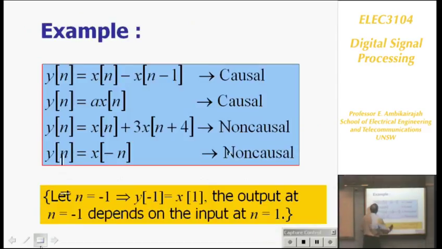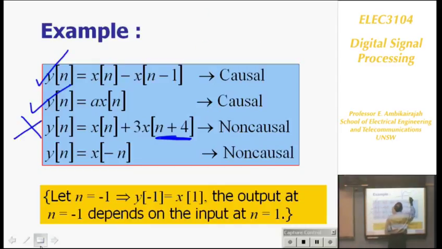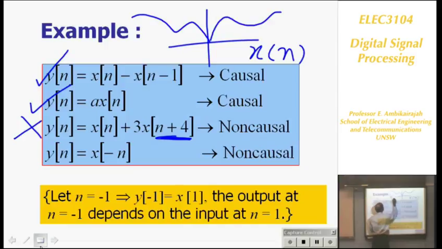Here are a few examples. Is this a causal system? Yes. Is this a causal system? Yes. What about this one? No. Why? Because it's a future output. Plus 4 means future value. So that's not a causal system. What about this one? It's non-causal. Why? x minus n. If that is your xn, x minus n will be flipped around. This side, remember, means all positive, like future, and the negative side you can also think of as future. That means it's non-causal. So basically, causal system means it depends on the present and past inputs.